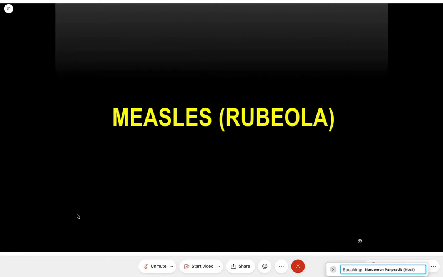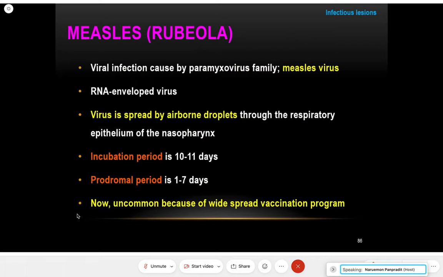Okay, the next group after Candida is measles, or rubeola. What is this? This is a very rare lesion, but it has a unique character, so I will explain later. It's a viral infection caused by the measles virus. Rubeola, not rubella.